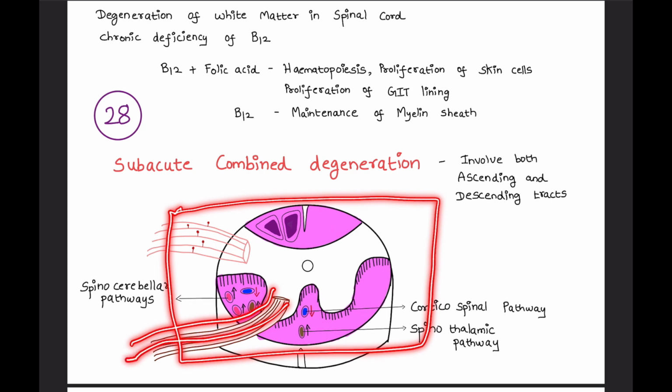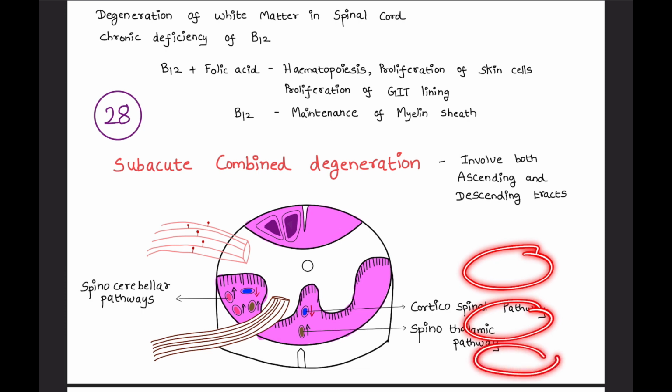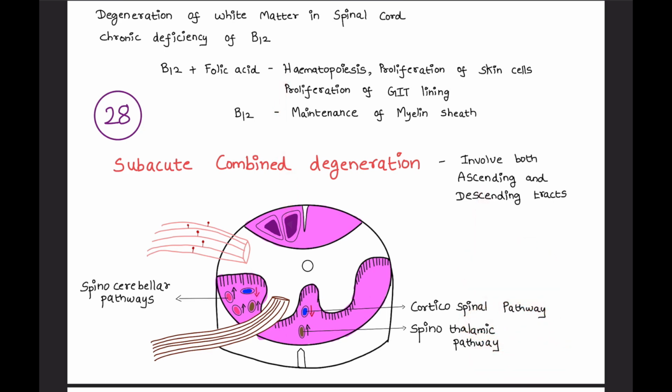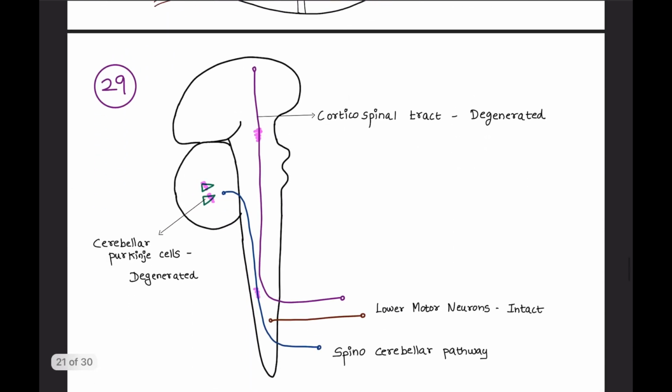Here there are no lower motor neuron type of problems, and below the lesion, that is below this spinal cord segment, there will be upper motor neuron type of problems because the corticospinal pathway is still affected here. So below the level of this lesion there will be upper motor neuron type of problems, but at the level of lesion there won't be any lower motor neuron type of problems. Then we move on to the next case.